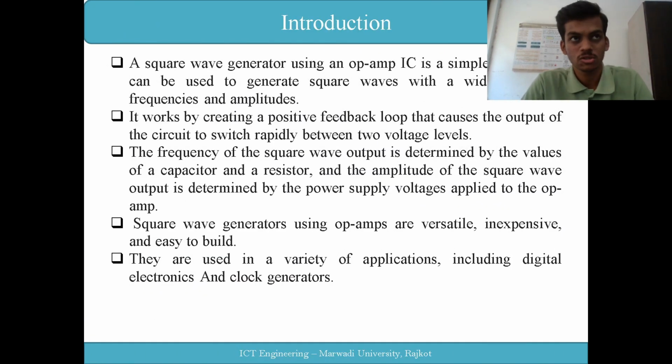In the introduction, a square wave generator using an op-amp IC is a simple circuit that can be used to generate a square wave with a wide range of frequency and amplitude. It works by creating a positive feedback loop that causes the output of the circuit to switch rapidly between two voltage levels. Square waves generated using op-amps are versatile, inexpensive, and easy to build. They are used in a variety of applications, including digital electronics and clock generation.